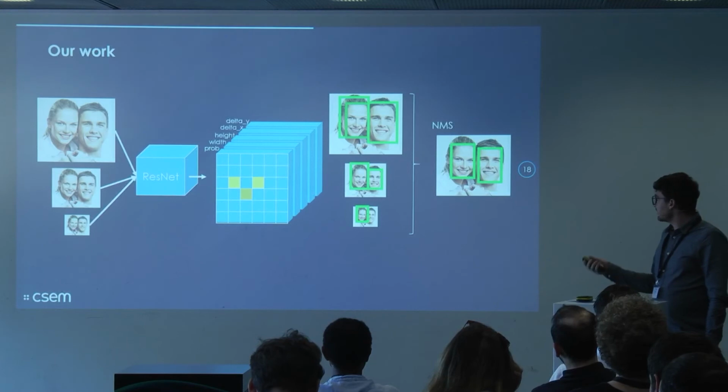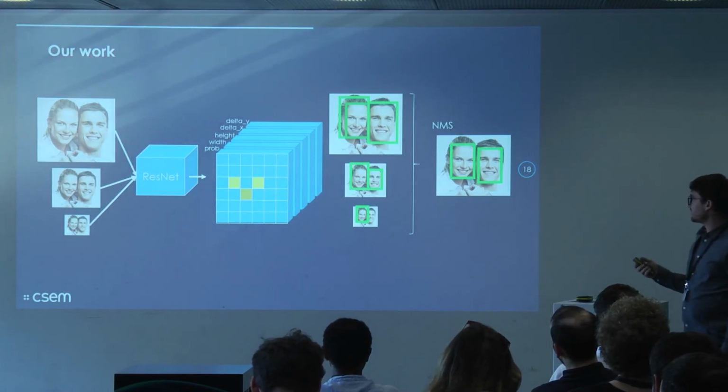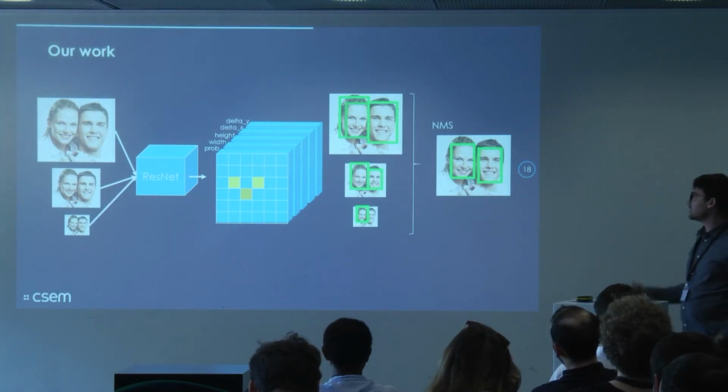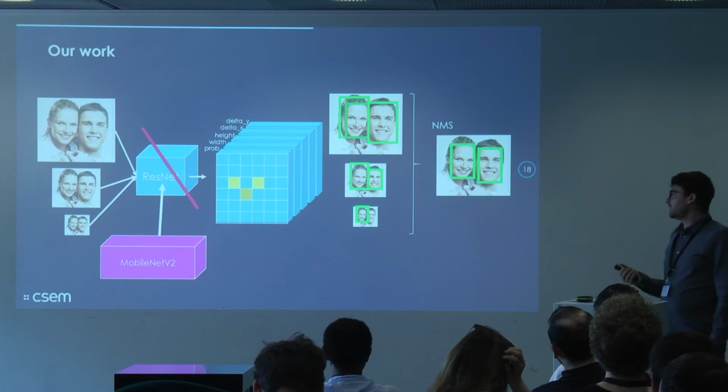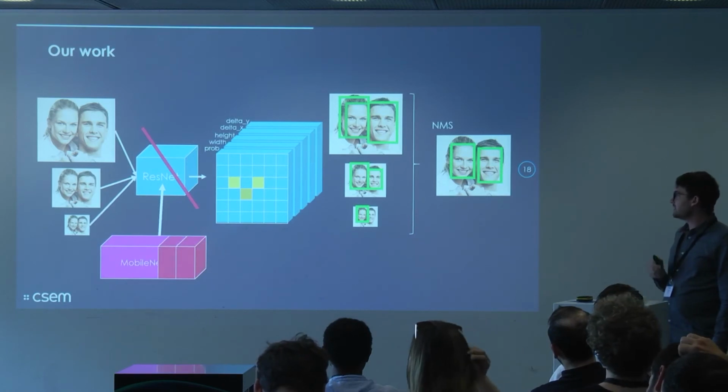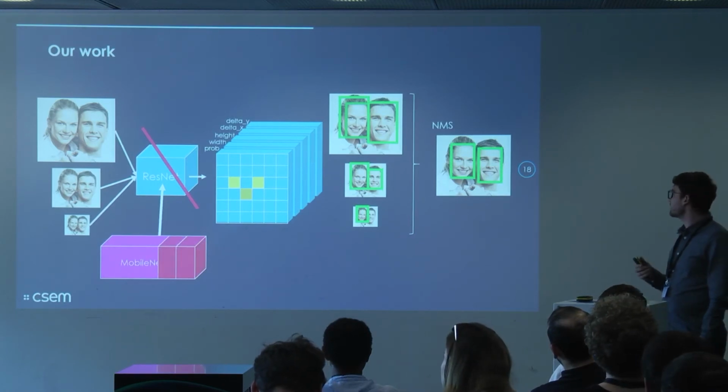So as I presented, we selected the tiny face architecture, but the ResNet is too big to run in the device. So we replaced it by a MobileNet-V2, and then we further optimized the MobileNet-V2 to further reduce its complexity.